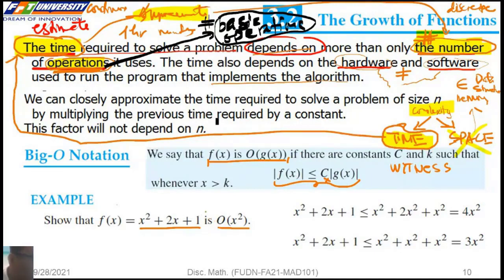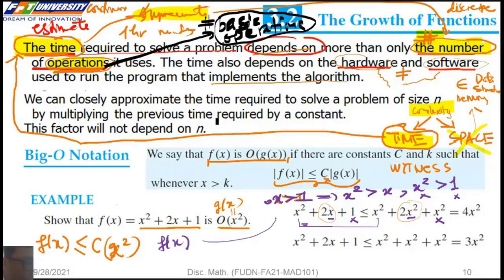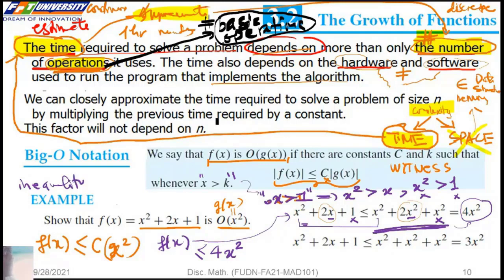We need to show that f of n is less than or equal to c times n squared. Because 2 times n is less than 2 times n squared whenever n is greater than 1. So n squared is greater than n. And then we have n squared greater than 1. n squared is the same. So we can see that f of n is less than or equal to 4 times n squared for n greater than 1. So here we can say c is 4.